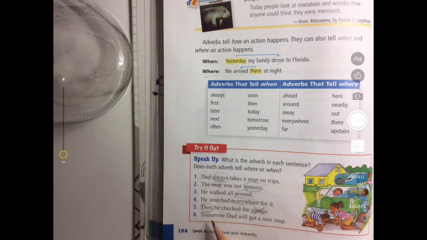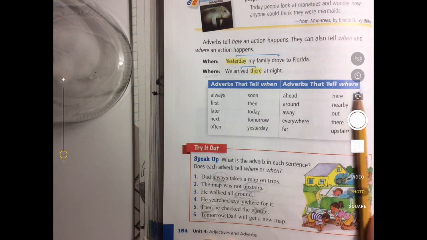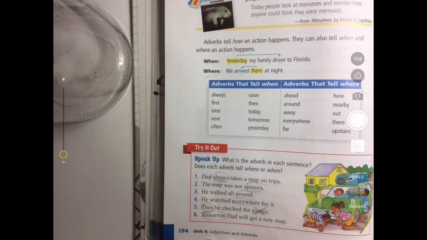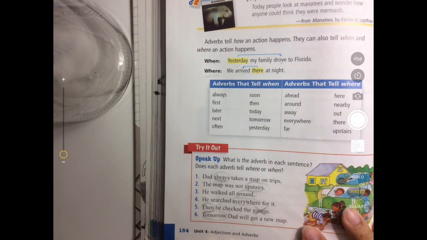Number 6, tomorrow Dad will get a new map. Well, what's the verb in this sentence? Get is the verb. So now we ask ourselves, get where or get when? Get when would be tomorrow. Dad's going to get a new map tomorrow, and that answers when. Not that bad, right? It can be a little tiny bit tricky, but you just have to be very, very careful. Remember, ask yourselves when or where, and make sure that the adverb is an actual adverb and not a noun.